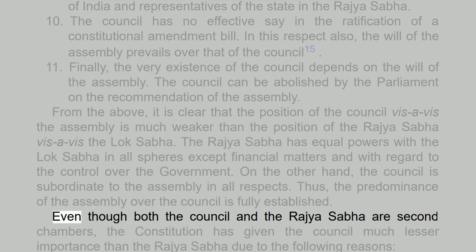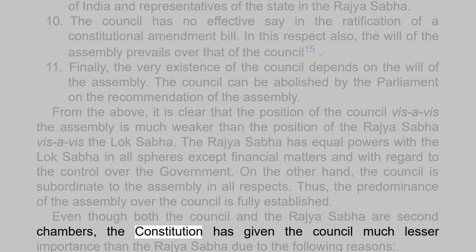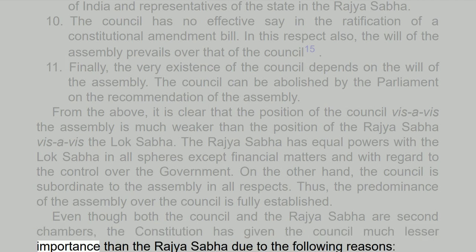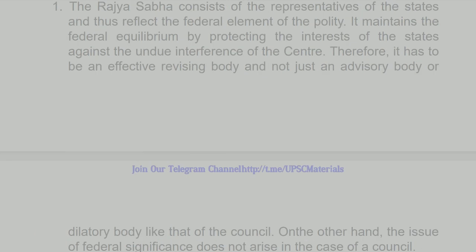Even though both the council and the Rajya Sabha are second chambers, the constitution has given the council much lesser importance than the Rajya Sabha due to the following reasons. 1. The Rajya Sabha consists of the representatives of the states and thus reflects the federal element of the polity. It maintains the federal equilibrium by protecting the interests of the states against the undue interference of the center. Therefore, it has to be an effective revising body and not just an advisory body or dilatory body like that of the council. On the other hand, the issue of federal significance does not arise in the case of a council.